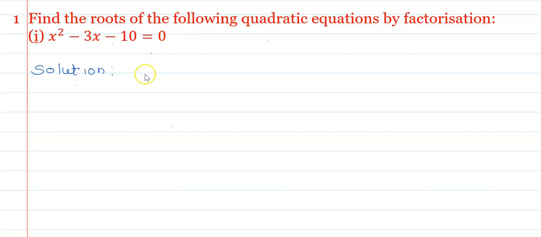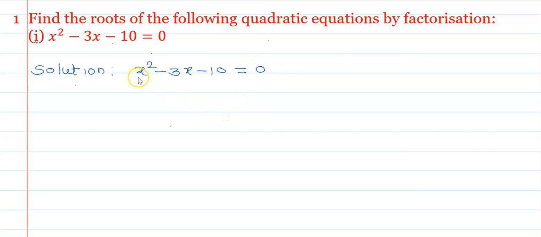There are three methods to solve a quadratic equation. First is the factorization method, second is by using the formula, and last is the perfect square method. Here we use the factorization method. x square minus 3x minus 10 is equals to 0.